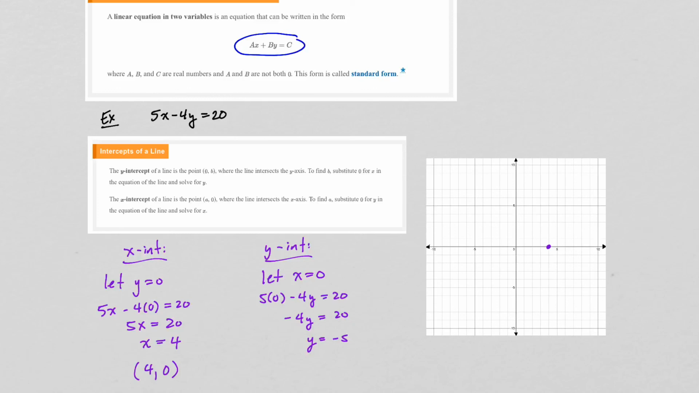And then for the y-intercept, we have y equals negative 5. And also keep in mind that means the point is 0, negative 5, which is this point down here. And then to graph the line, all we need to do is sketch a line going through those points. And so if we do that, we should get something like this. So sketching a line from standard form is relatively simple, and that's one of the reasons why we talk about standard form.